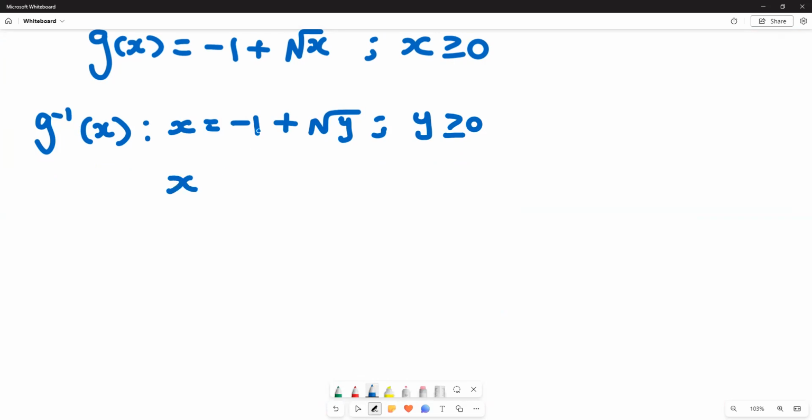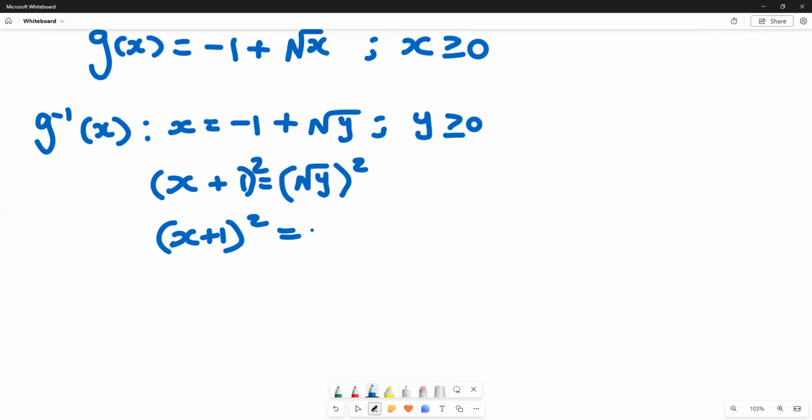We have x, we take 1 that side, plus 1 equals the square root of y, right? We want to isolate y, remember. We want to make y the subject of the formula. So to remove the square root here, I'm going to square both sides. Then I have (x plus 1) squared equals y. Therefore, I can conclude that the inverse of g is basically (x plus 1) squared.